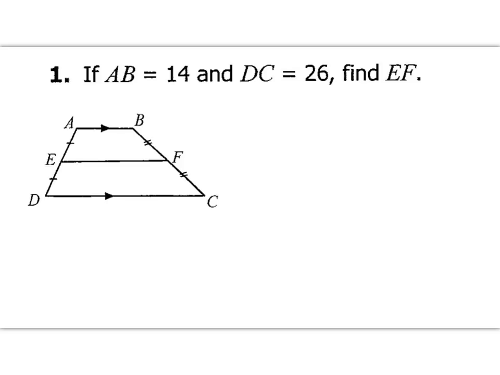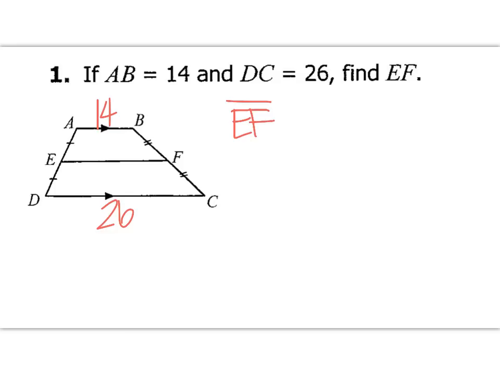All right, for number 1, we're going to use the trapezoid above to solve this problem. So I put it on your screen for you. It's also right above in your notes. So if we're given that AB is 14, so let's label AB as 14, and we're given that DC is 26, we want to find the midsegment. We want to find EF.